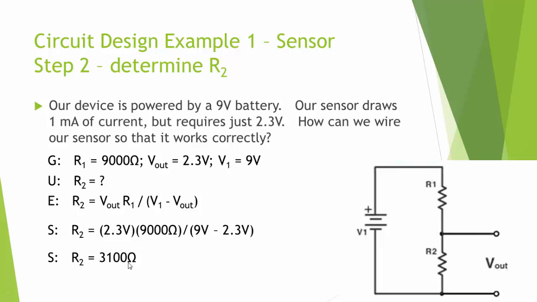Now, we can stop and ask ourselves, does this make sense? Well, our series resistance will be about 12,000 ohms. R2 is about a quarter of 12,000 ohms. And if we divide 9 volts by 4, we get 2.25 volts. So yes, it looks like we've got an implementation we can use.